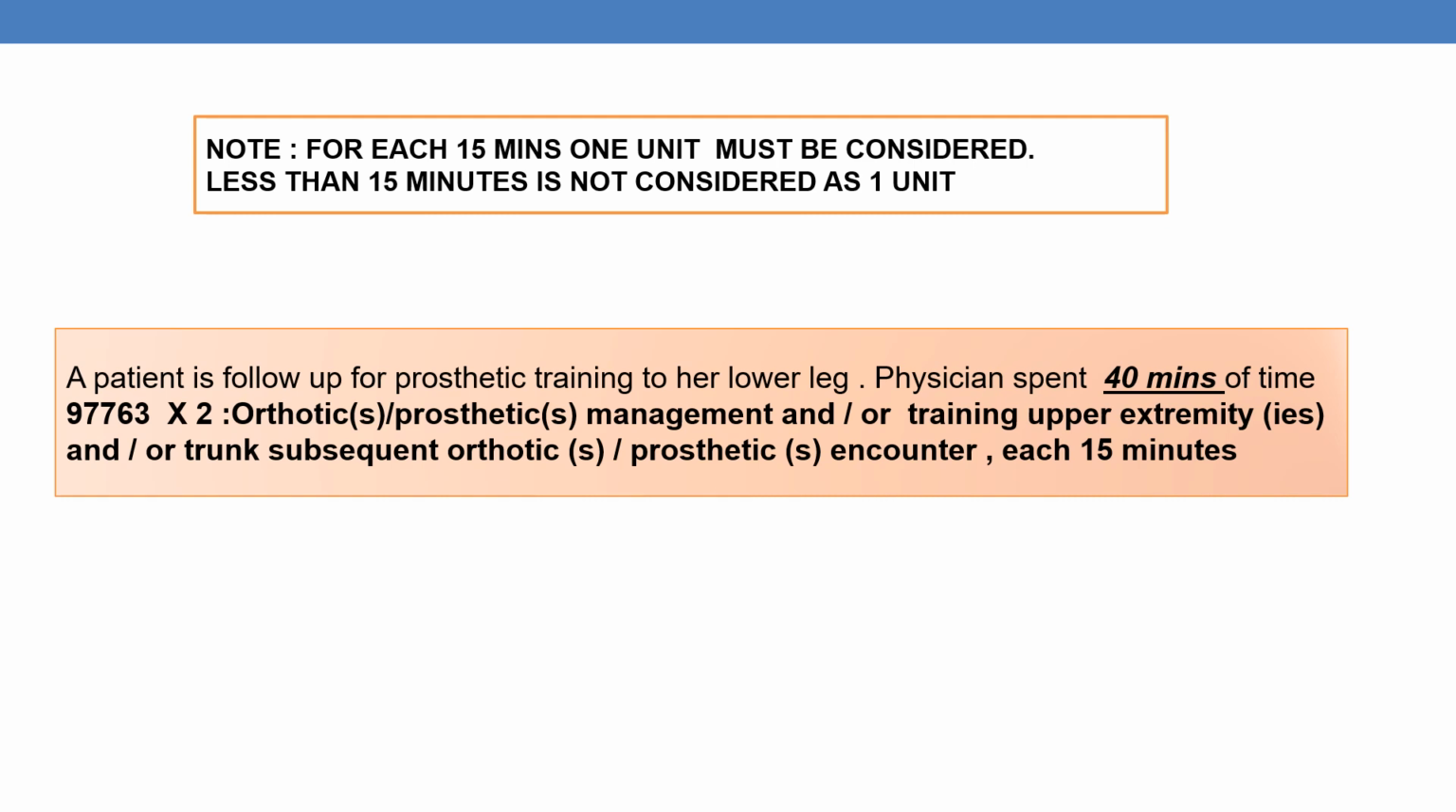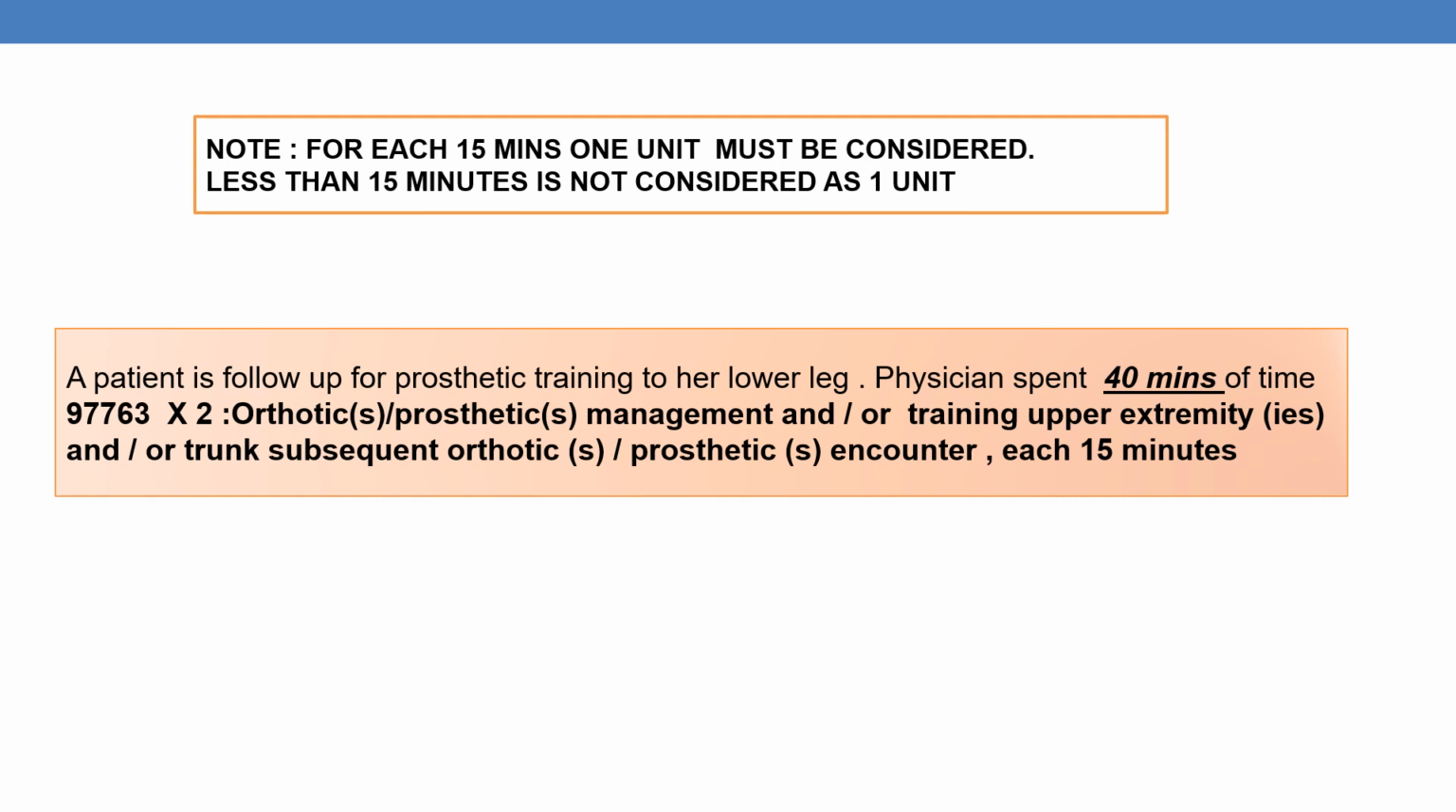Now let us see an example. A patient is followed for prosthetic training to her lower leg, and the physician spent 40 minutes of time. Since they are time-based CPTs, you need to code one unit for each 15 minutes. And here the physician spent 40 minutes. That indicates 15 plus 15, one unit for the first 15 minutes. Next, additionally, a second unit for an additional 15 minutes. They add up to 30 minutes and the remaining will be 10 minutes. And for this 10 minutes, you need not code one more additional unit.